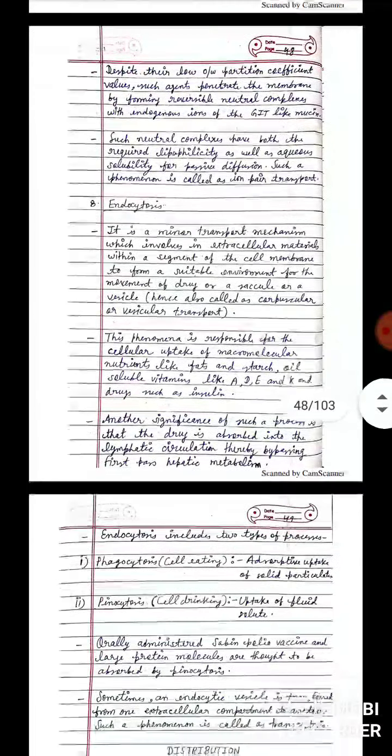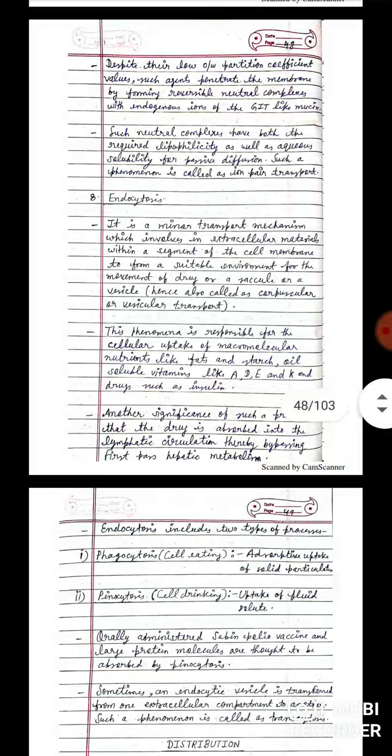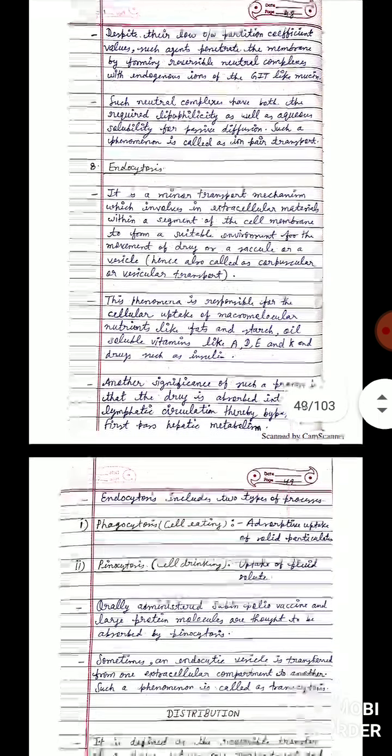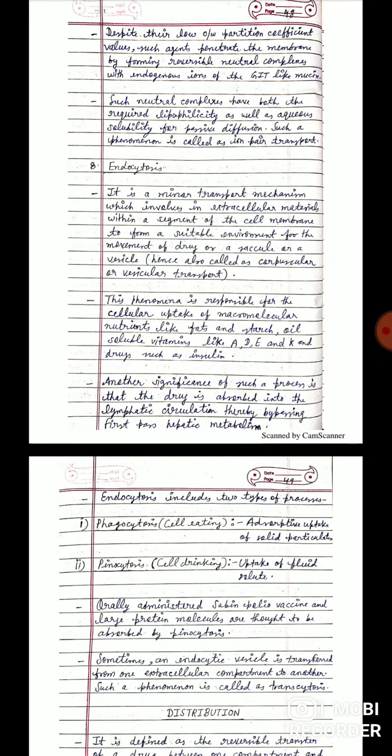The last one is endocytosis. Endocytosis is a minor transport mechanism that involves engulfing of extracellular material within a segment of the cell membrane to form a saccule or a vesicle. This transport mechanism doesn't require the material to be in aqueous solution, and it could be by phagocytosis and pinocytosis. Phagocytosis is cell eating and pinocytosis is cell drinking. Generally, oral polio vaccines and large protein molecules, and botulism toxin that causes food poisoning, are thought to be absorbed by phagocytosis.